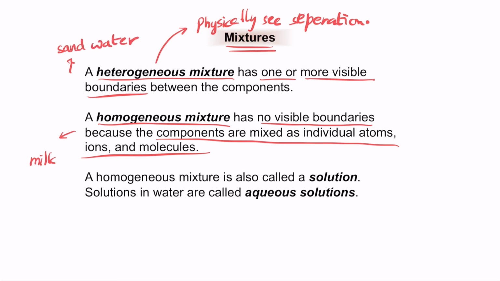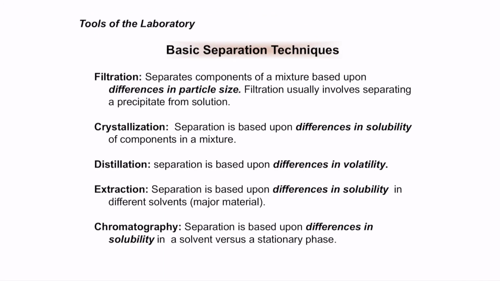An example of a heterogeneous mixture would be sand and water. Let's say you put sand in water. You can actually see the sand separately from the water. But when you see milk, you cannot see the lactose components separately from water. So this is an example of a homogeneous mixture. Heterogeneous mixtures are called colloids. Homogeneous mixtures are generally called solutions. When you put solutions in water, we call them aqueous solutions. So that's the difference.